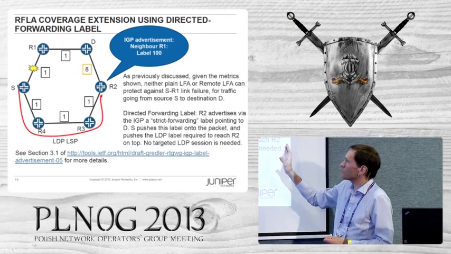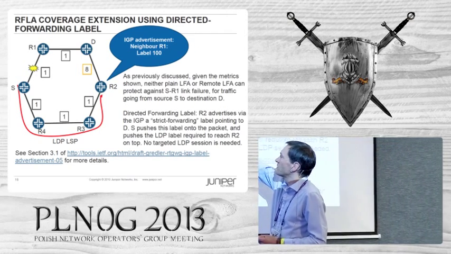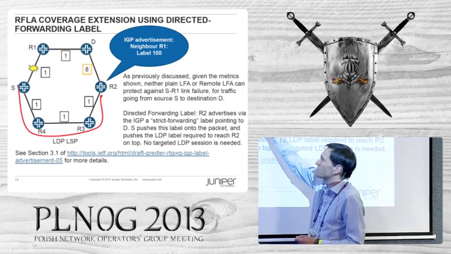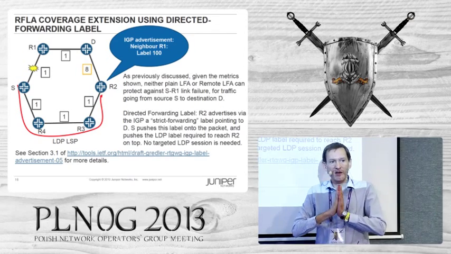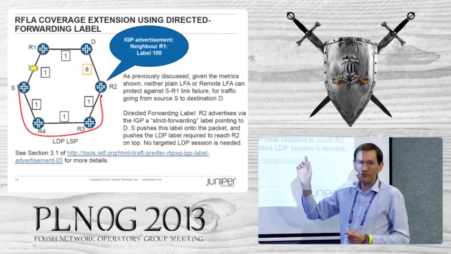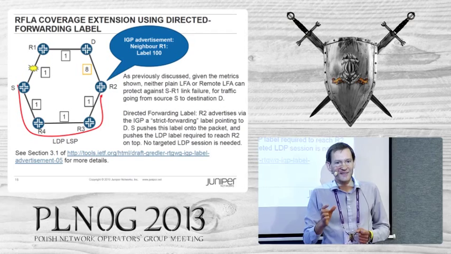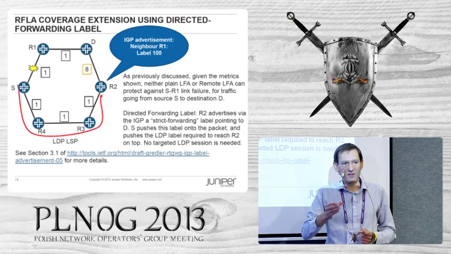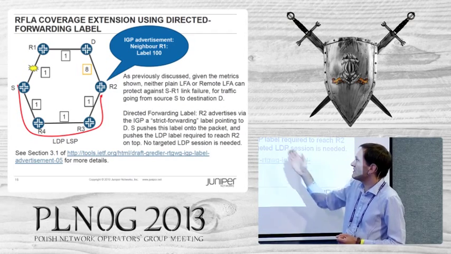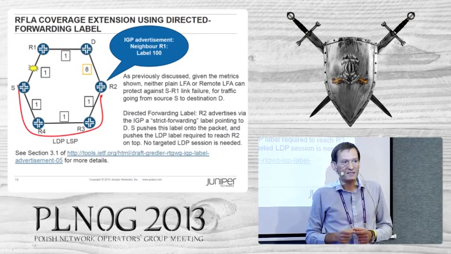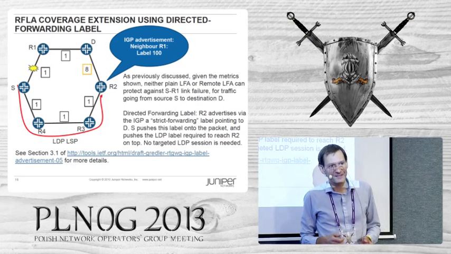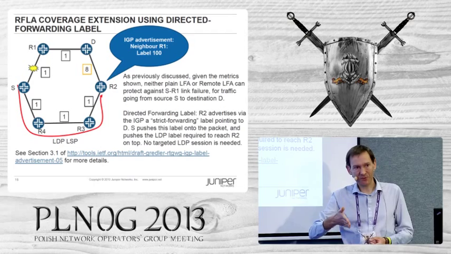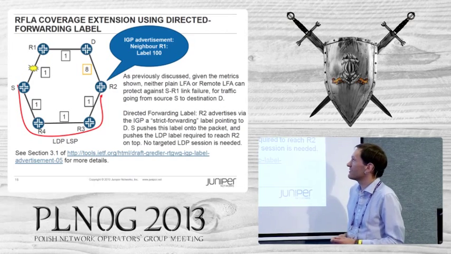And with that, what would happen is that R2 would announce a strict forwarding label in the IGP. And so in the IGP, he's saying, if I were to receive a packet with label 100, the action that I will do is to send that packet to router D, and this is regardless of IGP metrics, which is why it's a strict forwarding label. It doesn't matter what the metrics are. It receives the packet with label 100, it always sends it directly to D.